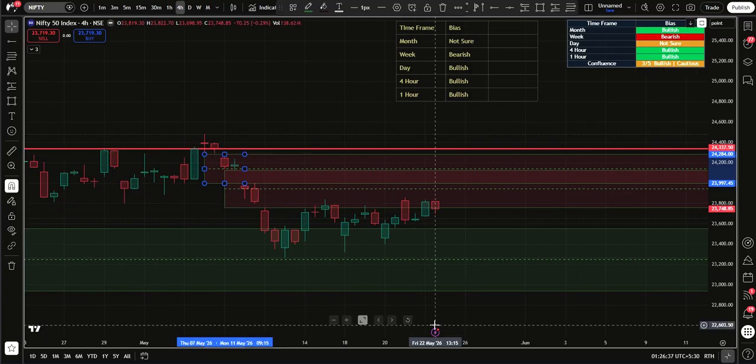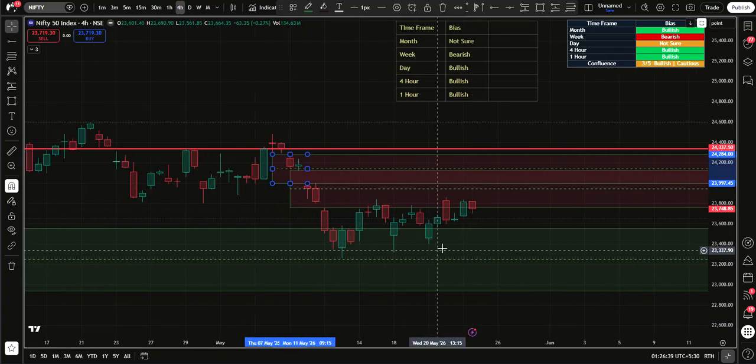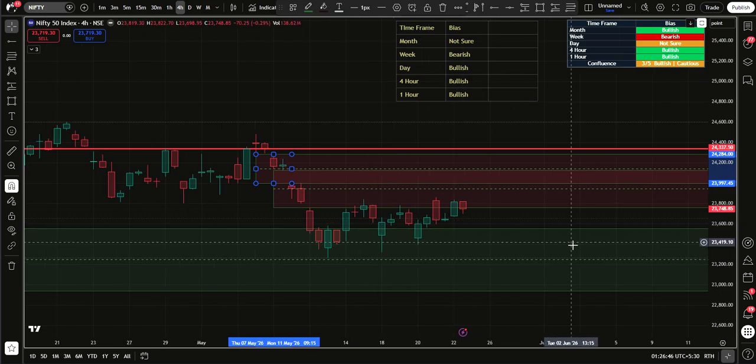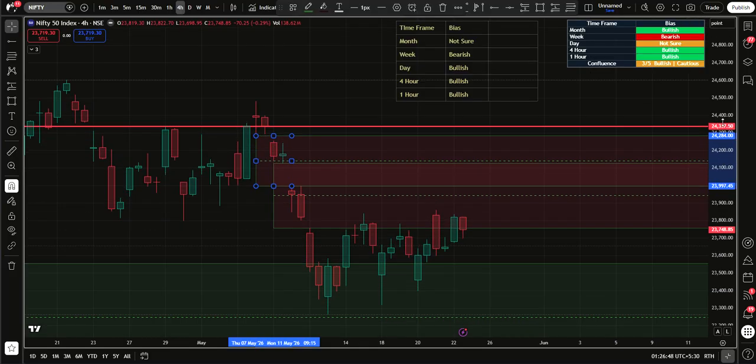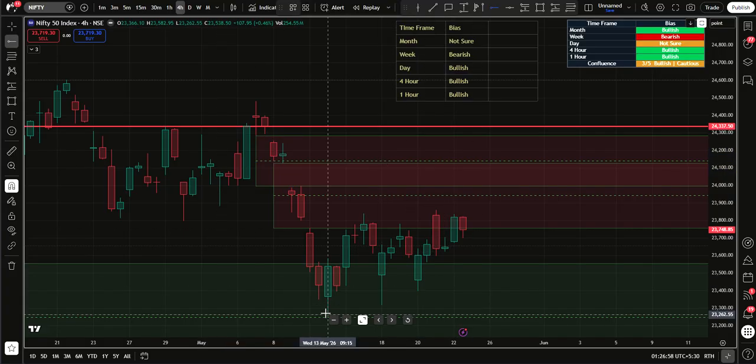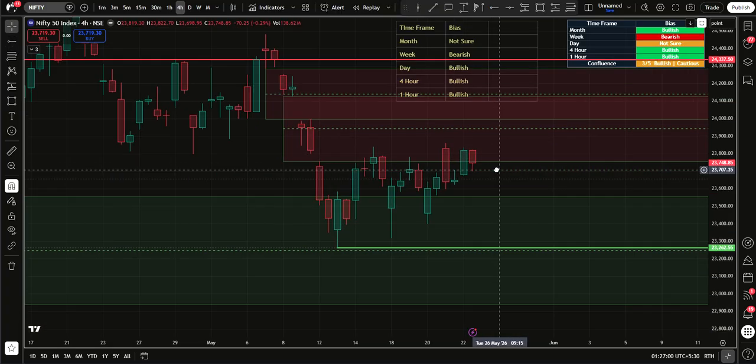Going over to the 4-hour time frame. On a 4-hour time frame, this is a swing low, this is a swing low. The new one is higher than the older one, so therefore Nifty is bullish on a 4-hour time frame. Buyers and sellers, well, this is where sellers are on a 4-hour time frame.